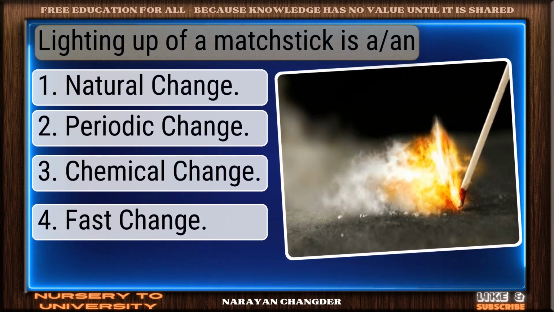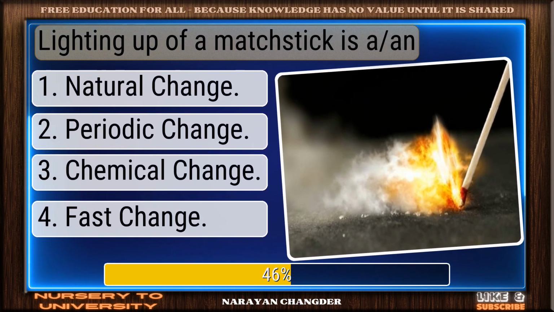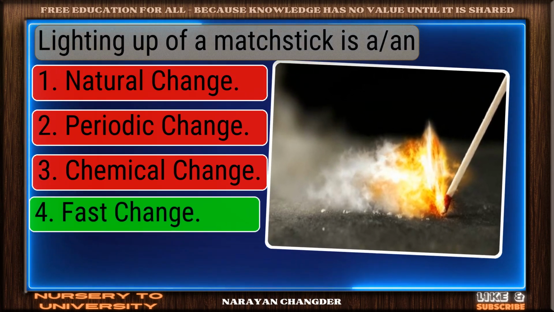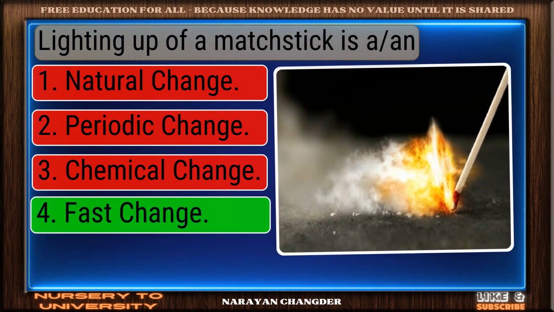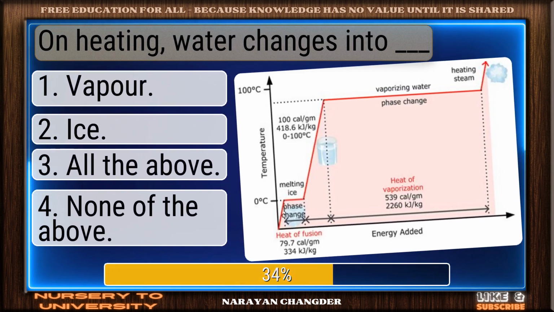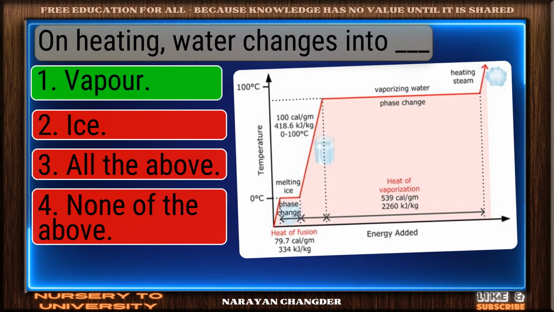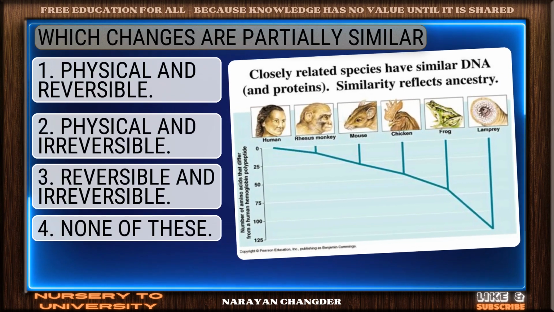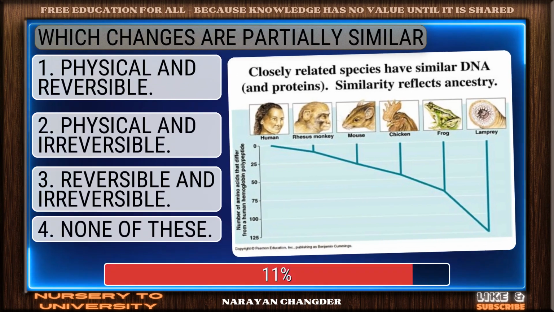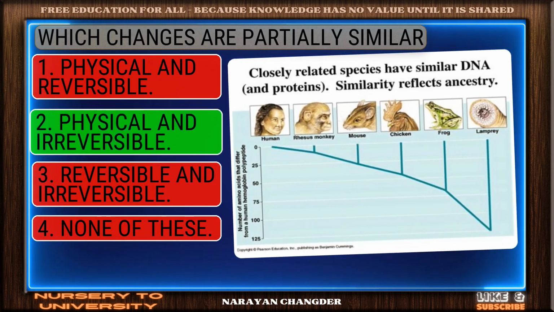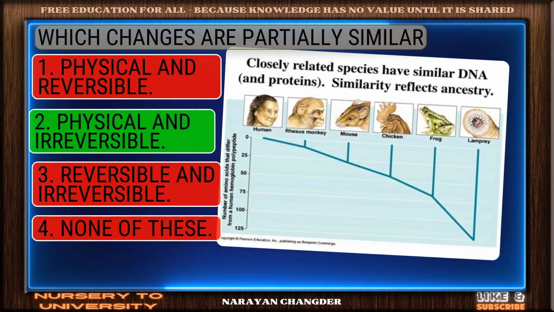Lighting up of a matchstick is a dash change. Good thinking. Fast change is the right answer. On heating, water changes into dash. Great job. Vapor is the accurate answer. Which changes are partially similar? Nicely done. Physical and irreversible is a solid answer.